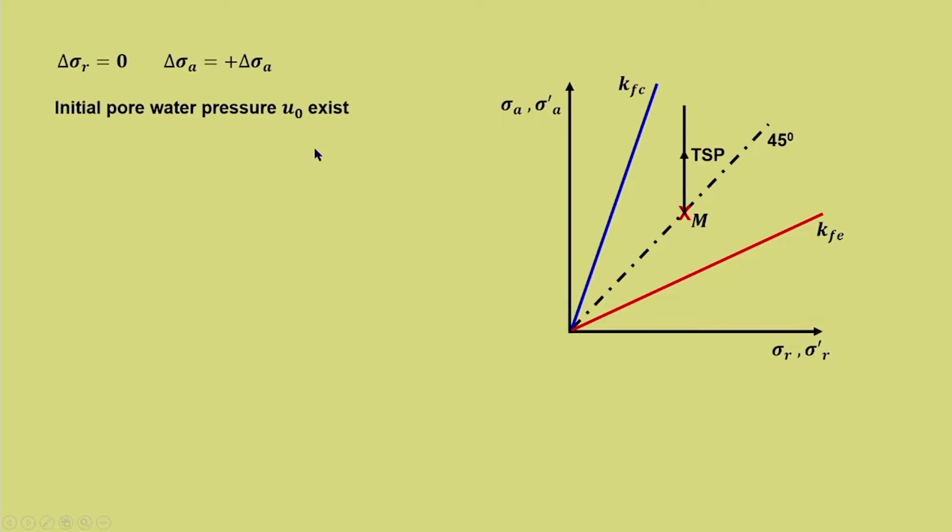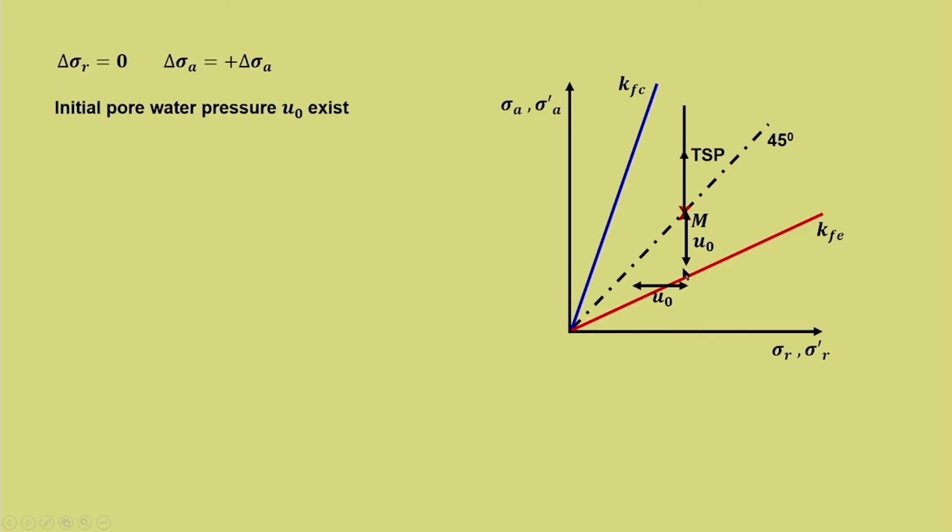Now, let us say that for this particular condition initial pore water pressure U0 exists. What is the implication of this statement? It means that the total stress path and the effective stress path will not start at the same point. So, there will be a difference of U0, and that remains isotropic. So, the point M will get shifted to M dash for the effective stress path. So, that is why it is called M dash, for effective stress path.